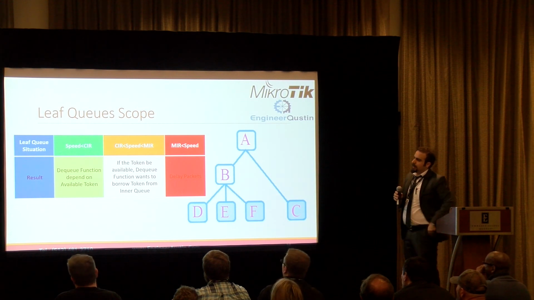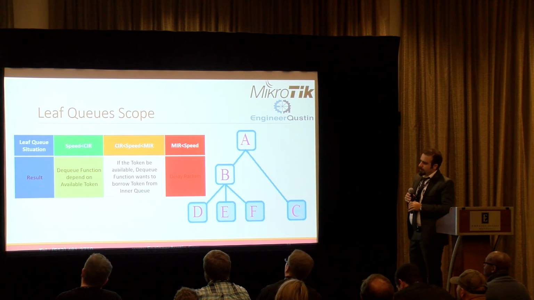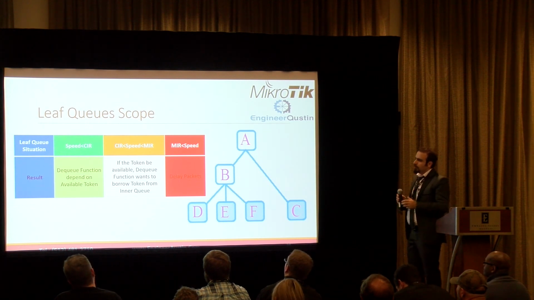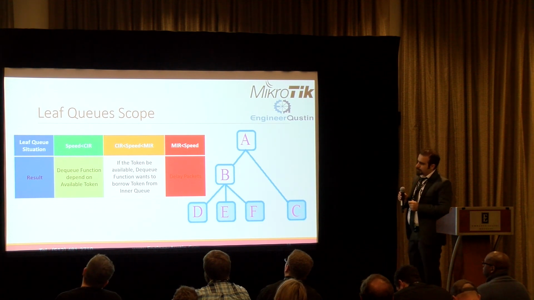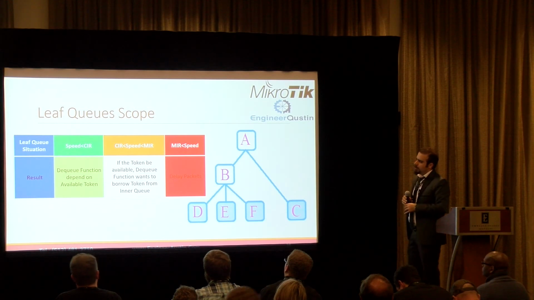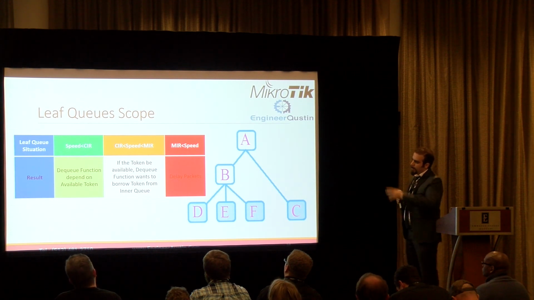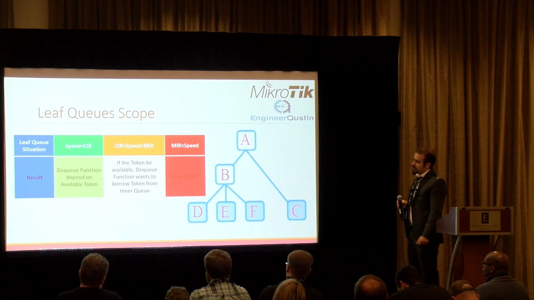When the queue rate is lower than CIR, the DQ function works with the available tokens. When the leaf queue rate is between the CIR and MIR, the token is borrowed from the parent if the token is available. And when the leaf queue rate is larger than MIR, the packets in the leaf queue are delayed because there isn't any token available.